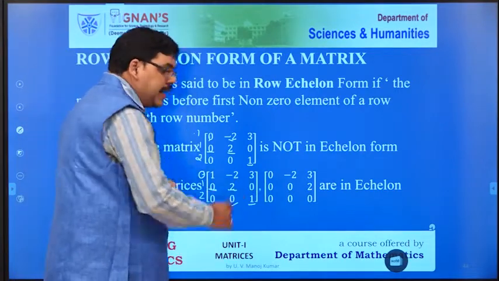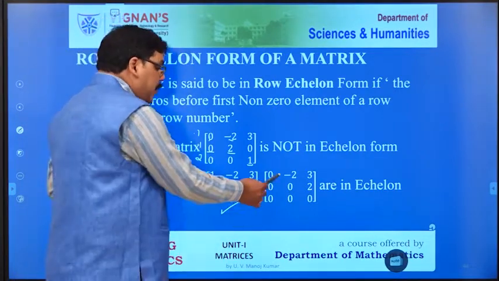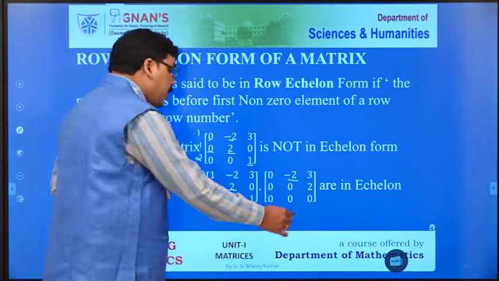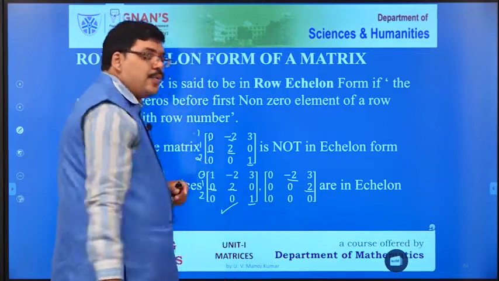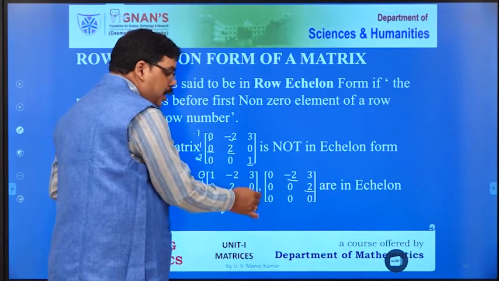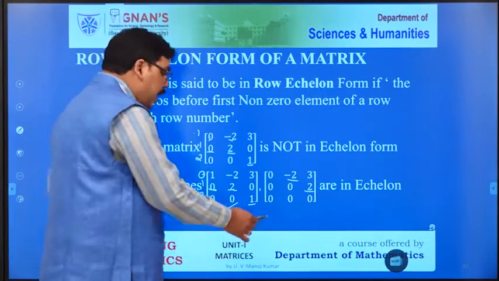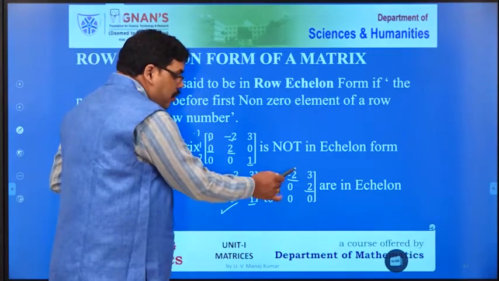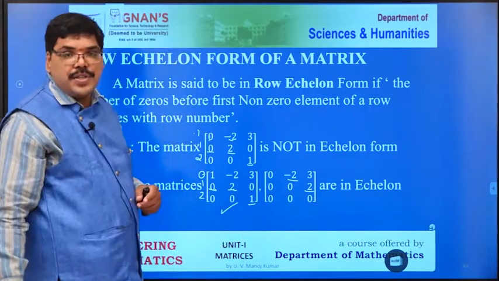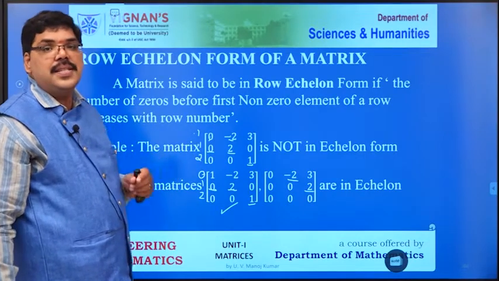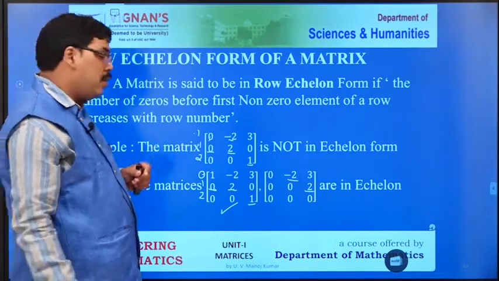Similarly, see here, these are the non-zero numbers. First non-zero number in row 1. First non-zero number in row 2. How many zeros are before them? 1 zero here, 2 zeros here, and how many zeros are here? 3. So, here also the number of zeros before the first non-zero number is increasing. 1, 2, 3 is the count. So, it is in echelon form.